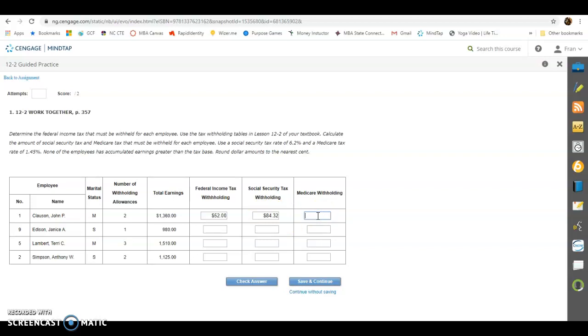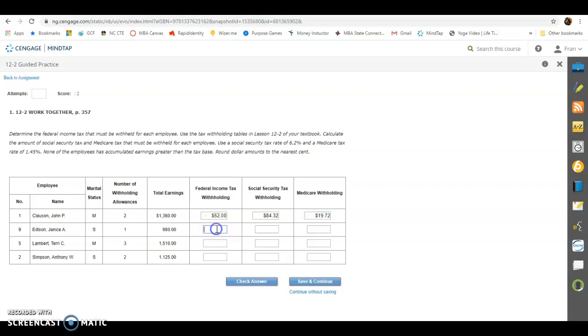All right, for your Medicare, $1,360. Multiply that by 1.45%, and you get $19.72.